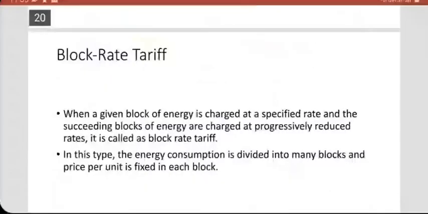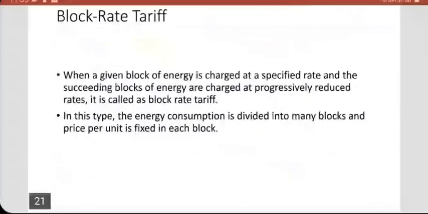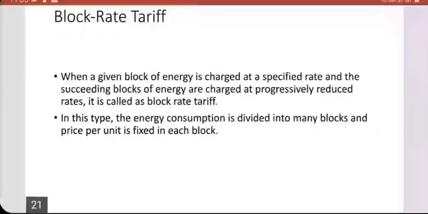Block rate tariff. Basically, the more the customer consumes, the less is charged. Up to a certain value of consumption, a rate, more than that, a little less rate, and more than that, even lesser rate, and so on. Again, all this is meant for industry, but you being mechanical engineers, you will be in industry. And this will be a serious issue for all companies. How much energy you consume, how much you are paying.